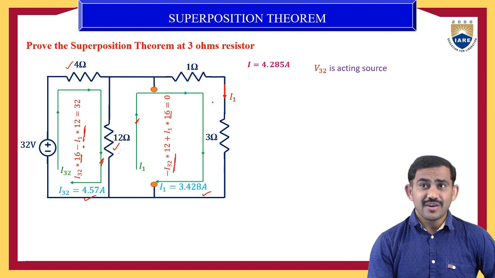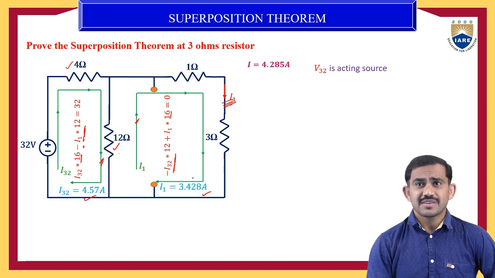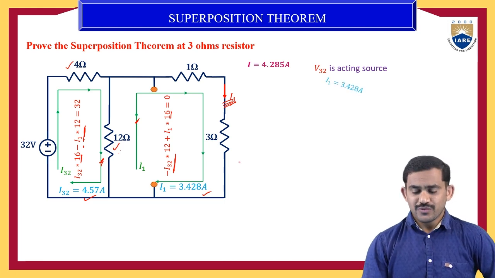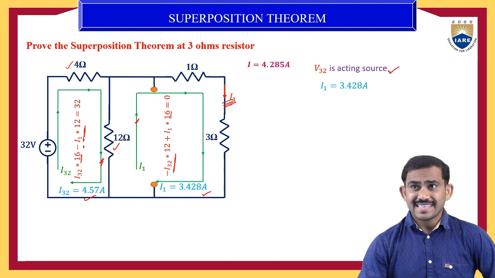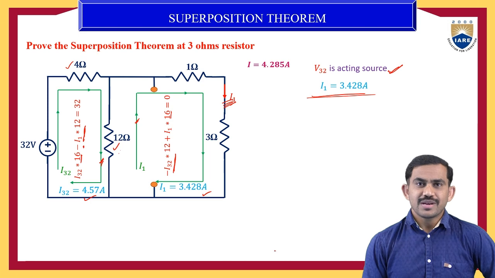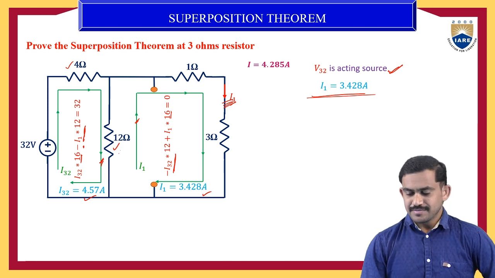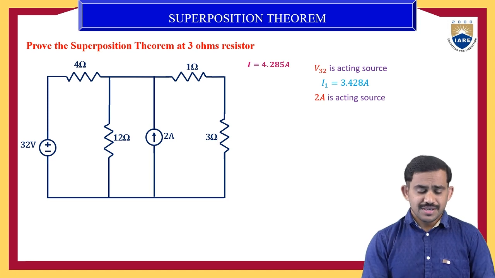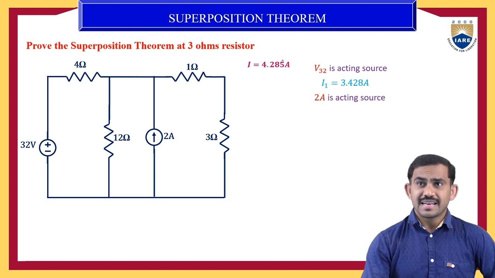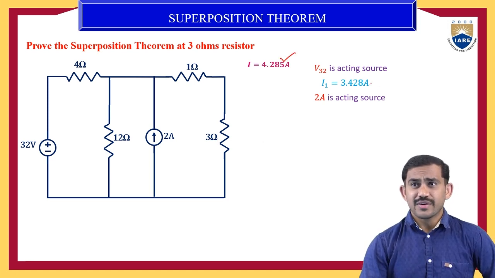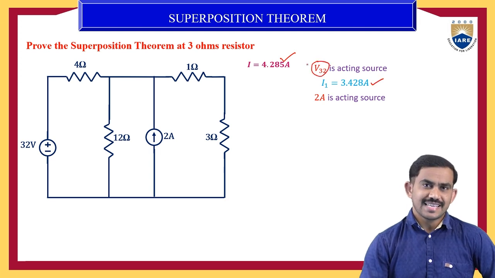So what is your I1 value now? Your I1 value is nothing but your loop 2 current. So loop 2 current is 3.42 amps. When the voltage source of 32 volts is acting, then your current value is 3.42 amps. Now from the same circuit, we completed the I1 value when the voltage source is acting.